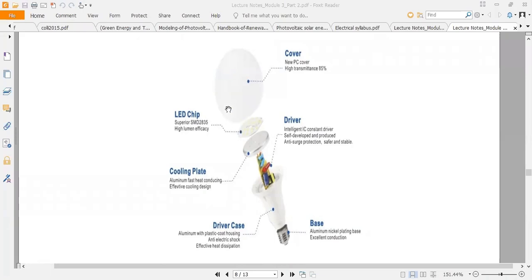So this light will illuminate, and the light will go outside through this cover. Okay, so these are the different components of an LED bulb. Basics, I'm not going into so much detail, okay, but these are the basic components of an LED bulb and the connection diagram.